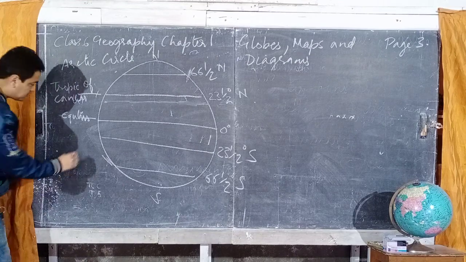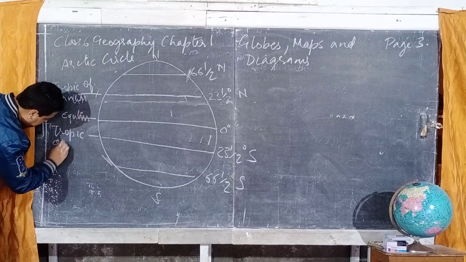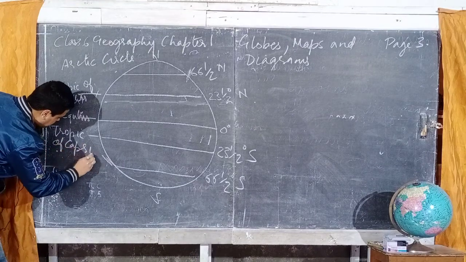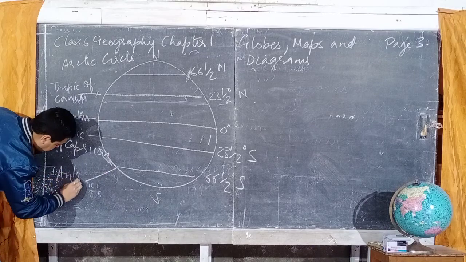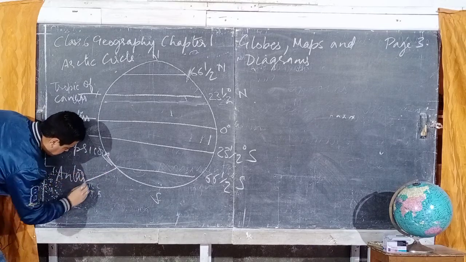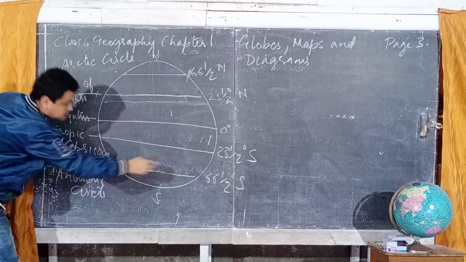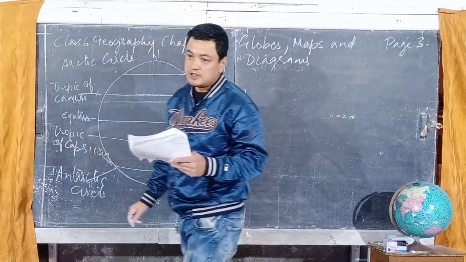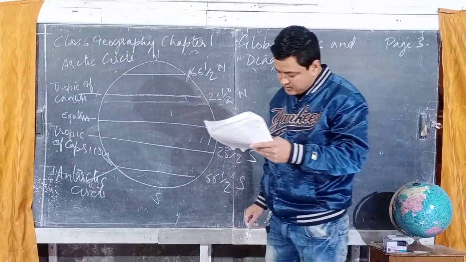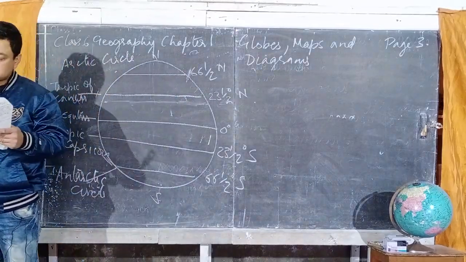Are you understanding? If you look here, this is Tropic of Capricorn. This is known as Antarctic Circle, C-I-R-C-L-E, which is also found at 66.5 degree south, because it is found in the southern hemisphere.